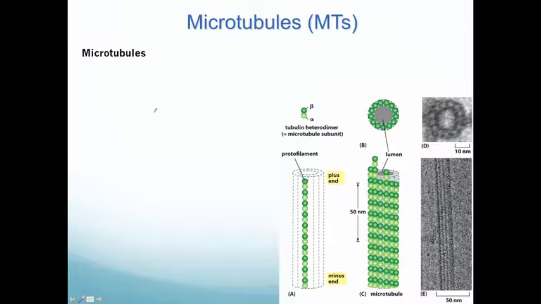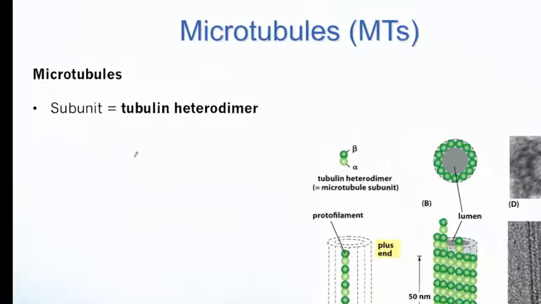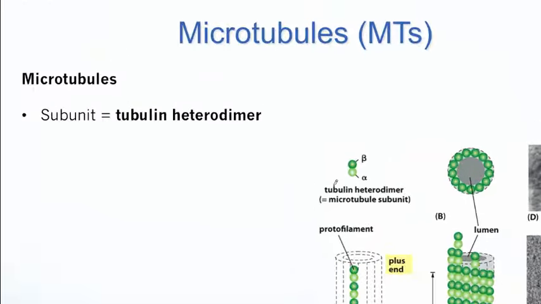So here's microtubules and how they form. Let's start with the monomer subunit. The monomer subunit of the microtubule is called a tubulin heterodimer, and it's shown here. It's a heterodimer, which means it's two different polypeptides. One is called alpha tubulin, right there, and one is called beta tubulin. So here's the alpha tubulin, here's the beta tubulin.